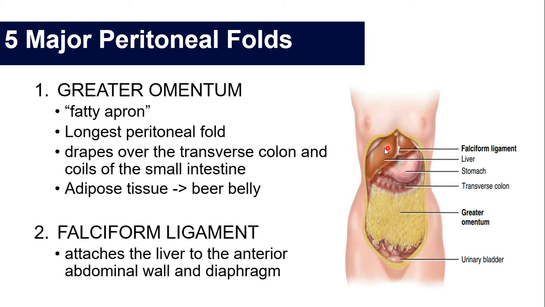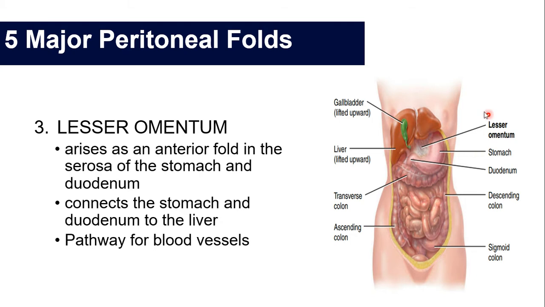Next is the falciform ligament right here. So actually, the falciform ligament just attaches the liver to the anterior abdominal wall and towards your diaphragm. Next, the lesser omentum. So this part is your lesser omentum. It arises as an anterior fold in the serosa of the stomach and then the duodenum. So it actually connects the stomach right here and the duodenum here towards your liver. It also serves as a pathway for blood vessels.